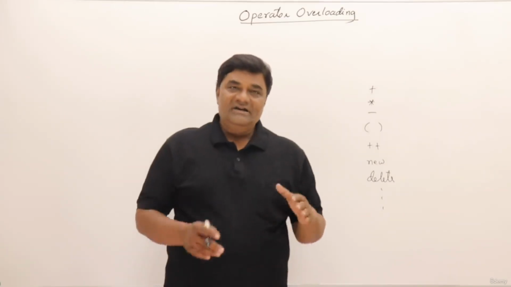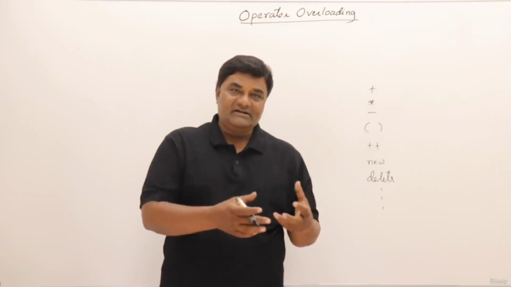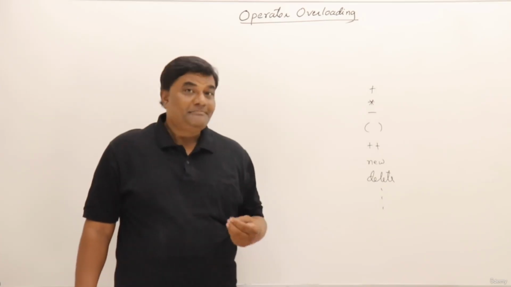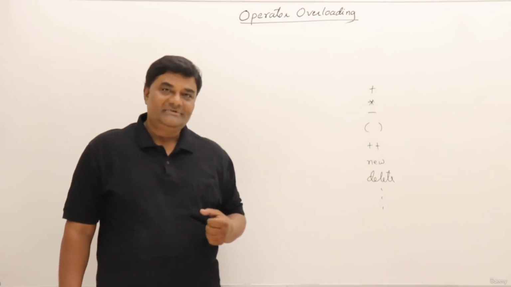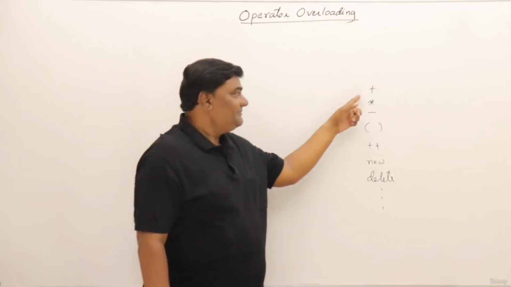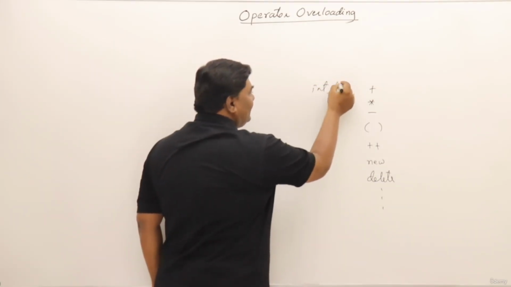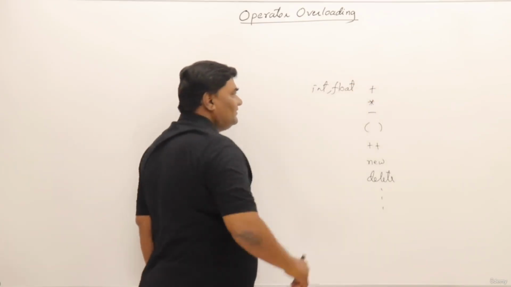And these operators are meant for some specific data types. There are some built-in operators on built-in, primitive data types available in C++, like addition can be performed on integer type data or float type data and so on.